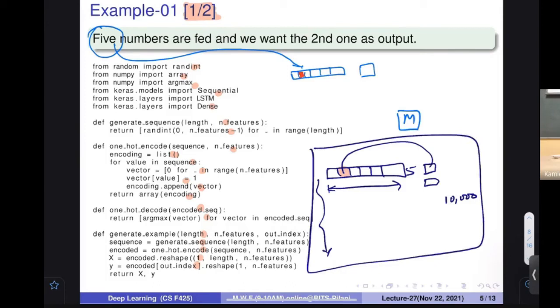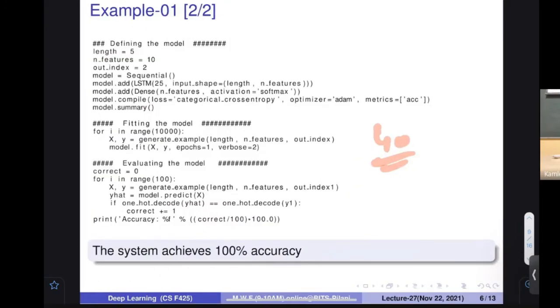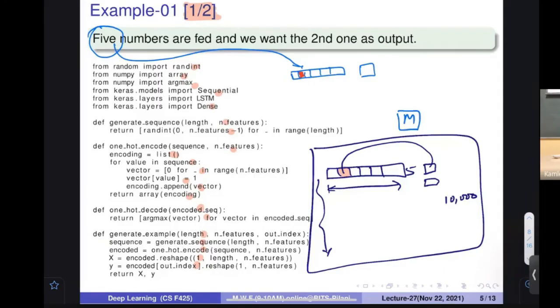Now I have a model, a very simplified model. You can see that it is a sequential model where LSTM blocks are deployed. It has one layer with 25 different LSTM units. So it is a very simple model. On this model, this database has been sent and it has been trained.